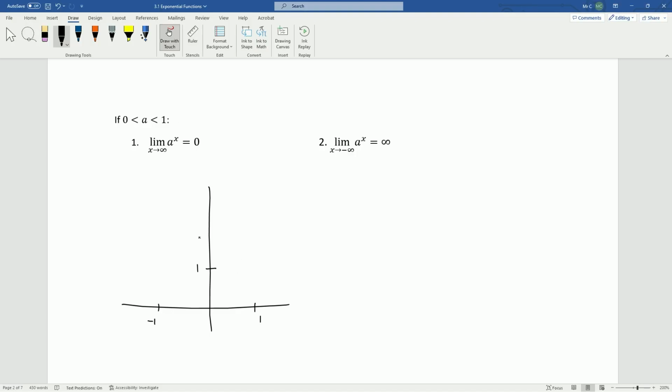So if a is between 0 and 1, that would put a somewhere like this, which means 1 over a would look more like this. So now when I plot my points, nothing really changes conceptually, right? A to the 0 is still 1. And a to the first power is still a. And a to the negative first power is 1 over a. The difference is that because a is now between 0 and 1, those y values essentially flipped place on our graph.